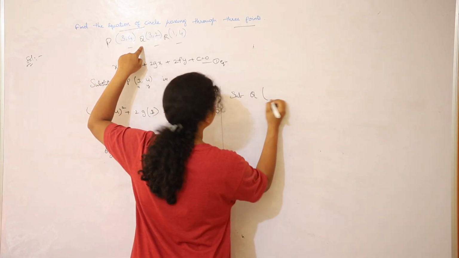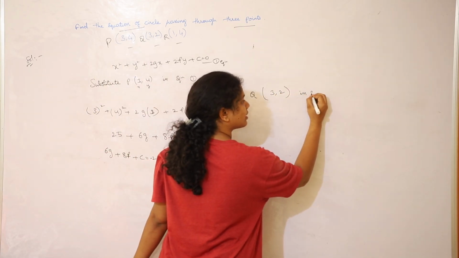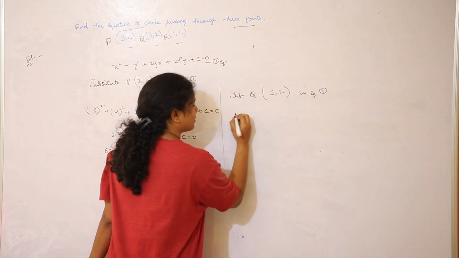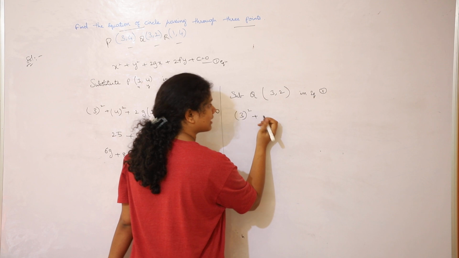So substitute Q, (3, 2), in equation 1. Is the board clear? The given point is (3, 2), so 3 square. Are you getting it?